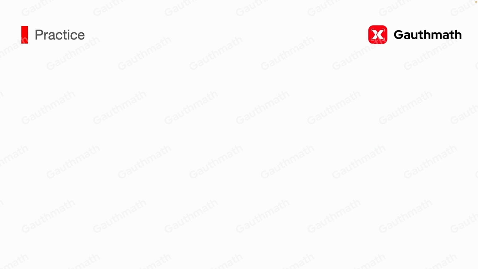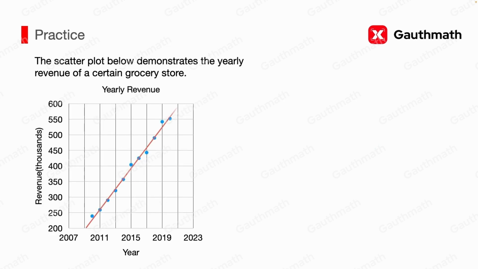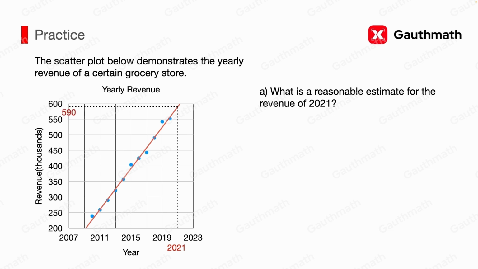Let's now try a practice problem. The scatter plot shows the yearly revenue of a certain grocery store. Notice we have the year on the horizontal axis and the revenue in thousands on the vertical axis. Part A, what is a reasonable estimate for the revenue of 2021? Well, we can use the best fit line to estimate the revenue of 2021. First, we locate 2021 on the horizontal axis. And then we find the y value of the corresponding point on the best fit line, which is 590.